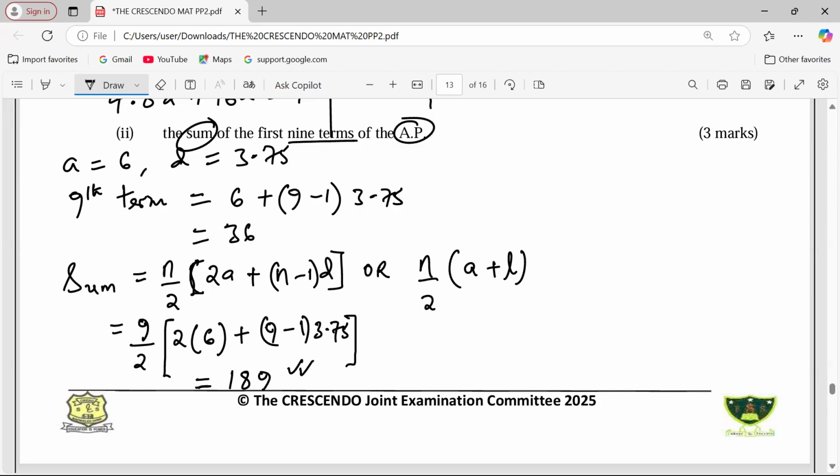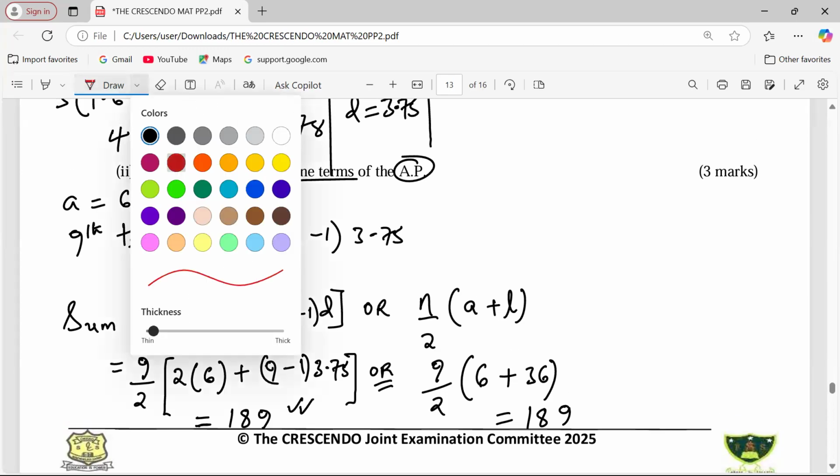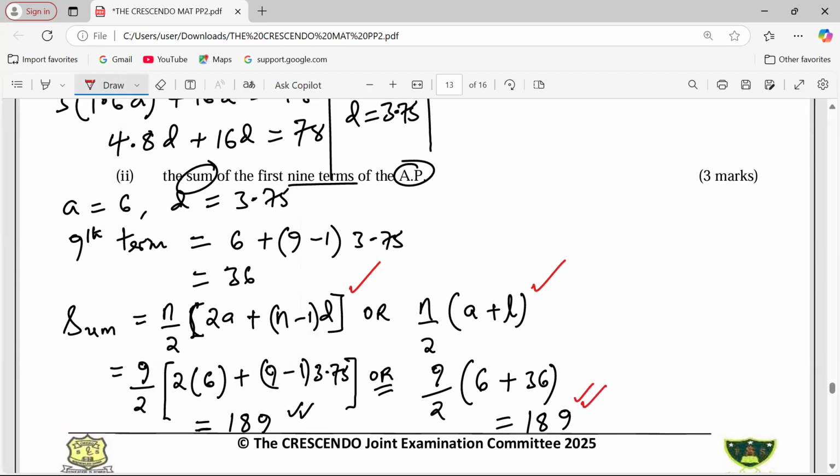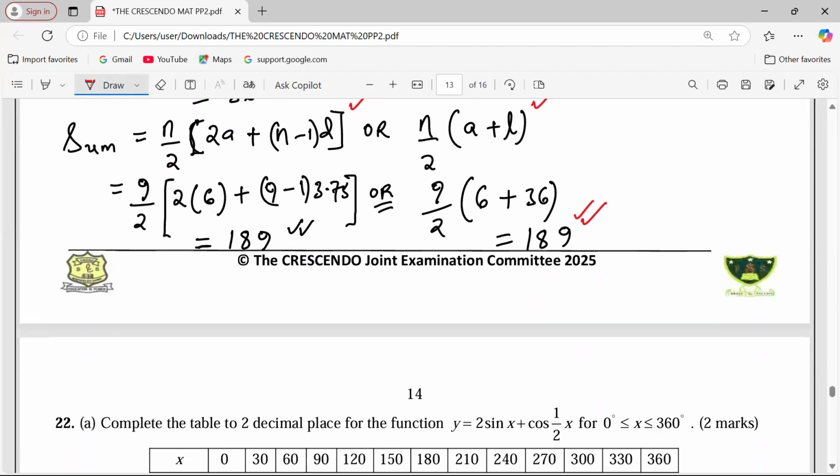Look at the second option now, whereby we are saying we can simply take n over 2 multiplied by the first term plus the last term. So when 42 is multiplied by 9 over 2, we get 189. So any option here can work for us. Either this formula or this one, it will lead us to the same sum for the first 9 terms.